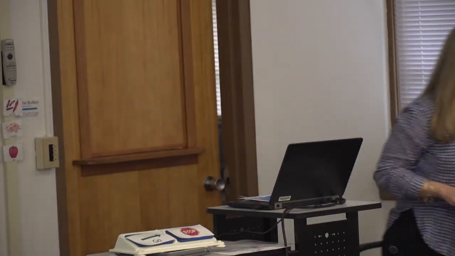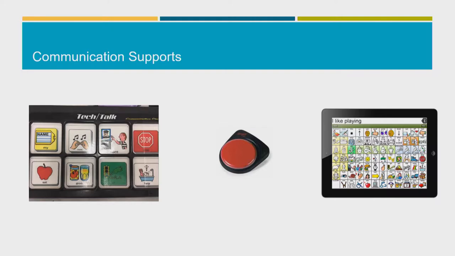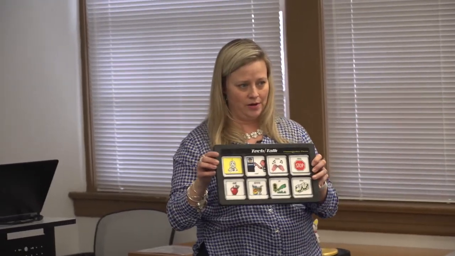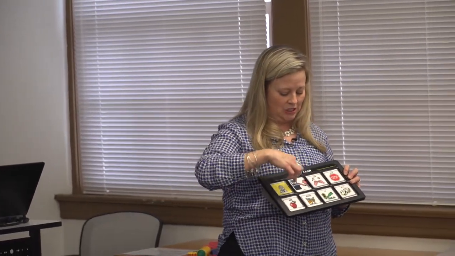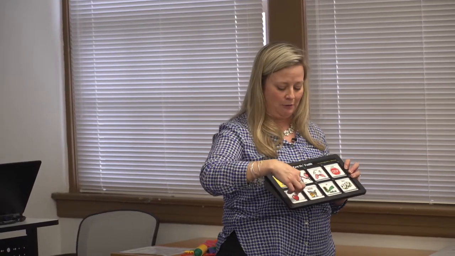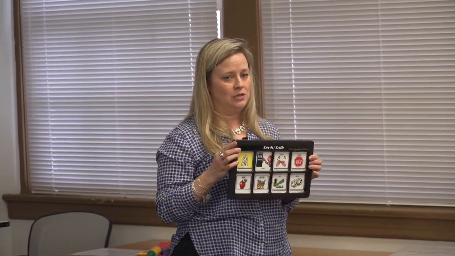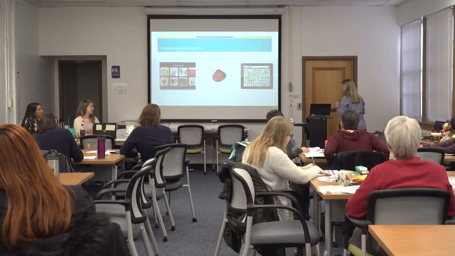We also have some other low-tech devices. This is called a tech talk. Some children use these. So this has got I want more. So then you've got a sentence there. So these symbols can be interchanged, and the buttons can be programmed to say any number of things. So again, we have what are called core words on this particular device. In addition to I, want, and more, we have stop, which is very important, eat, drink, go, and play. So those are some words you can really use to communicate with your child across a wide variety of settings. So we wanted to show you that.